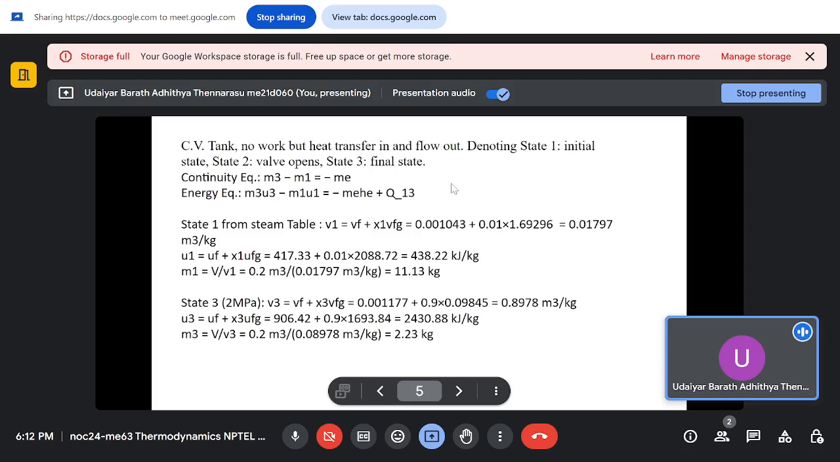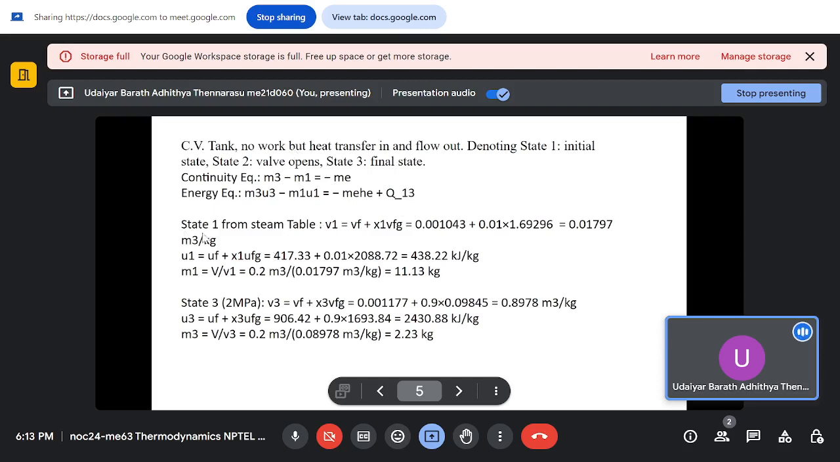So applying your energy equation, your change in internal energy, dU/dt, you can write as m3u3 minus m1u1. So this is your change in internal energy. This will be equal to the enthalpy of the stream which is exiting, so minus me he, plus your heat which is getting transferred during process 1 to 3. So these are the two equations which we get.